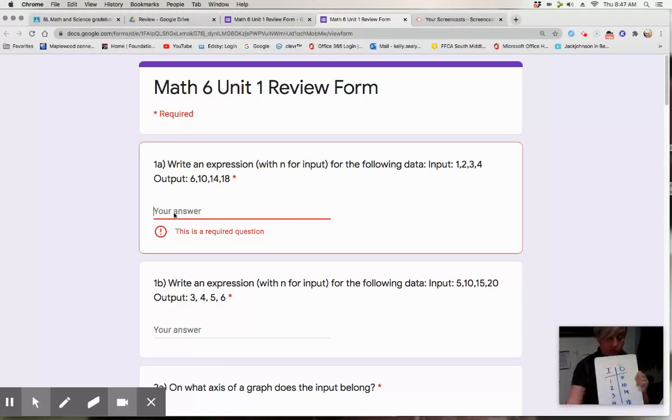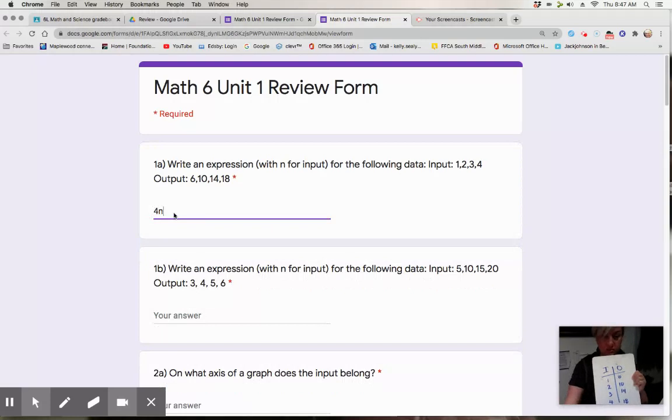Okay, so I'm going to type the answers into the box. Multiply the input by 4 is represented by 4n. N is input, 4 means multiply the input by 4. After I multiply this one by 4, I should get 4, not 6. So I know that after I multiply by 4, I then have to add 2 afterwards. Okay? So I've typed into the box the expression. When you multiply the input by 4 and then add 2, the expression is written as 4n plus 2.